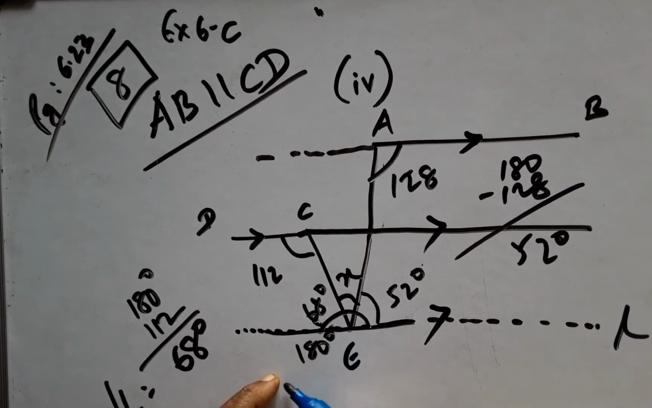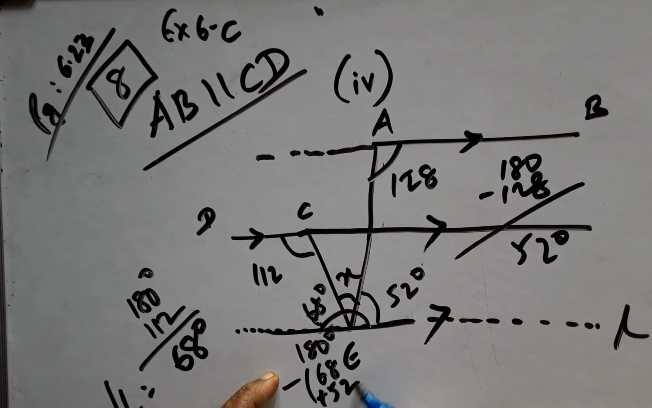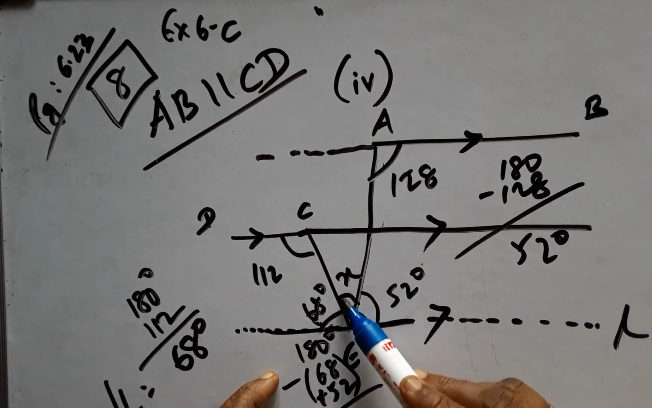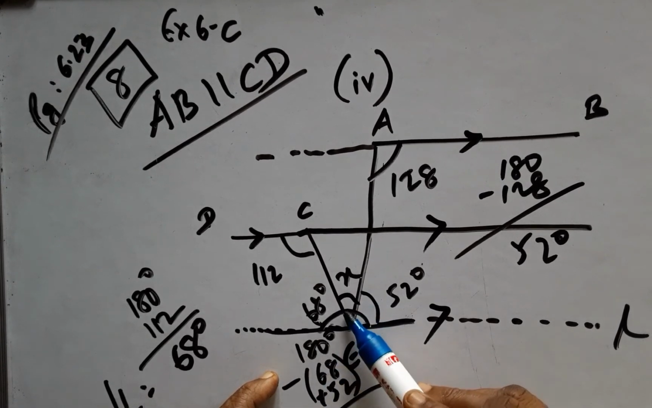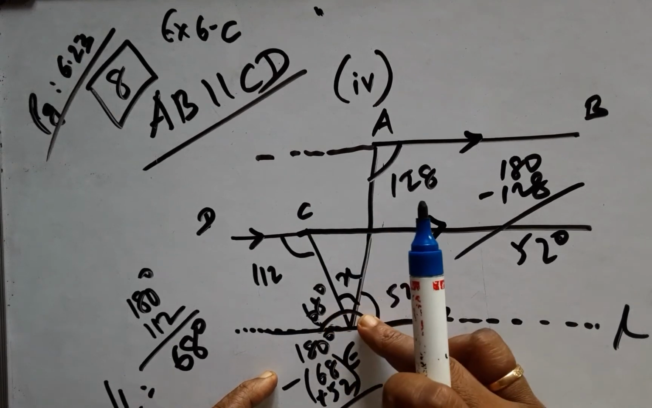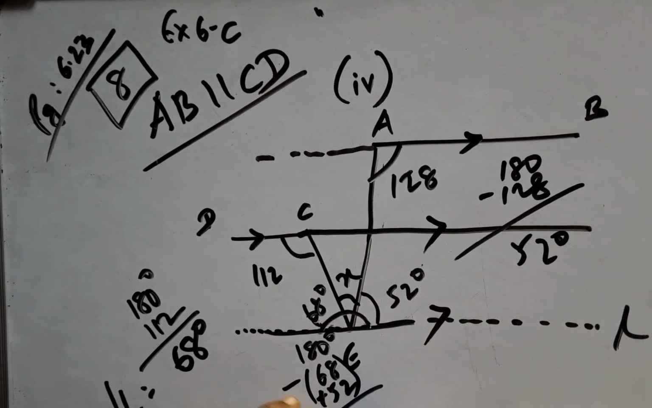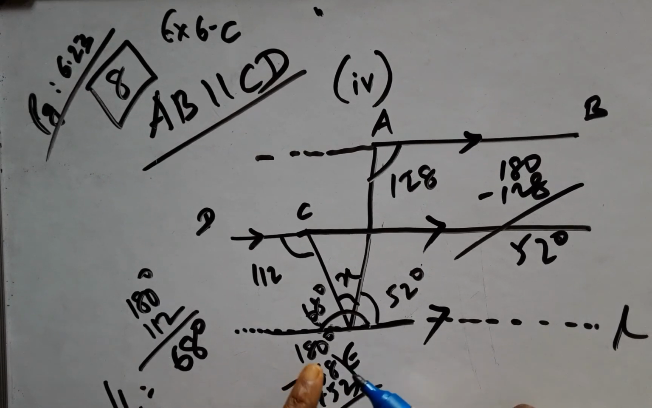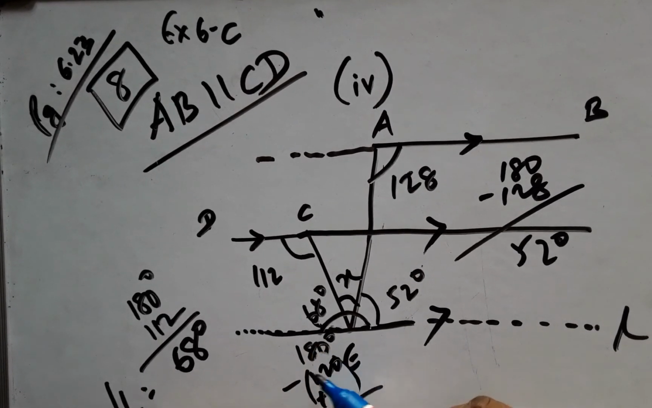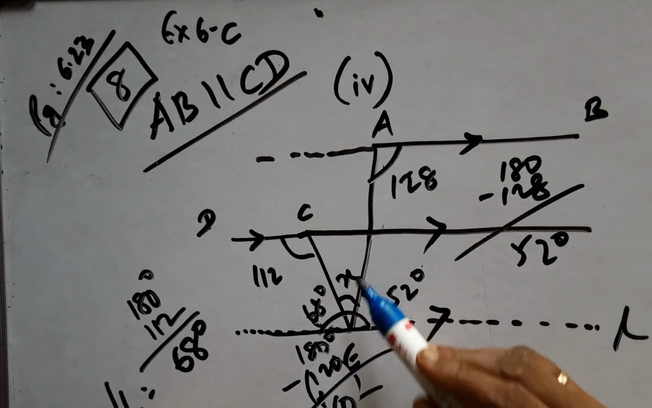Therefore 180 minus the sum of 68 and 52 will give me this X, isn't it? If I add these two and remove from 180, that will be my X. This sum happens to be 120. Therefore 180 minus 120, 60, is my X.